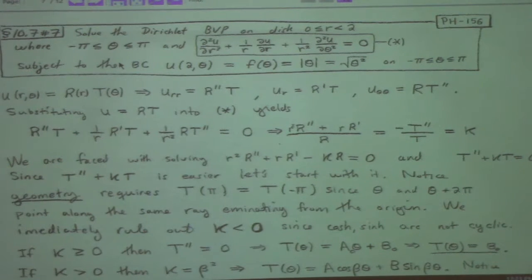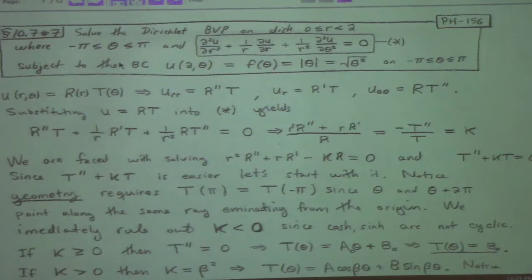But I'm also given that at radius 2, it's f of theta, which for some reason is absolute value of theta. It's given, but it's kind of neat. You go through the separation of variables that we went through, and when you do that, you end up with r squared R double prime plus R prime over R equals minus T double prime over T equals k. Well, if you look at that, that gives us a Cauchy-Euler problem in the radial function.